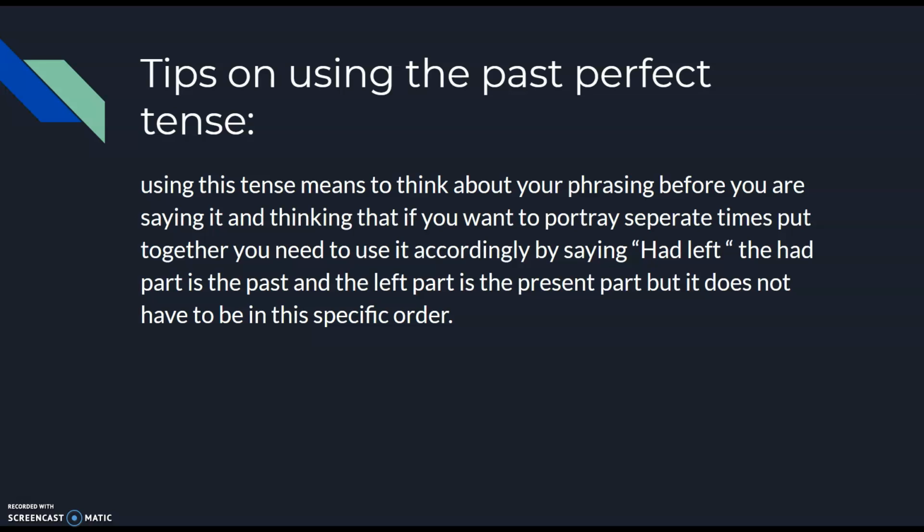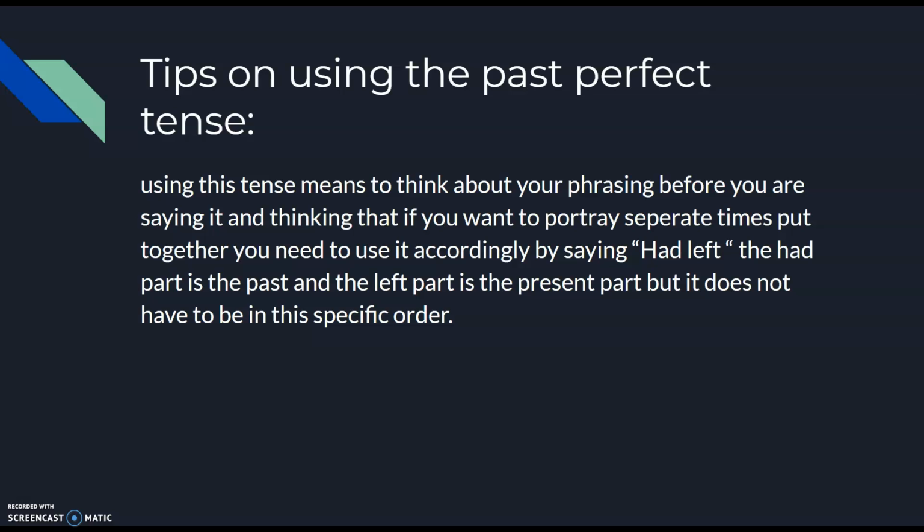Tips on using, finally, the past perfect tense. Using this tense means to think about your phrasing before you are saying it, and thinking that if you want to portray separate times but put them together, you need to use it accordingly by saying had left. Had is the past tense in the phrase, and left is the present part in the sentence. But it does not have to be in this specific order.